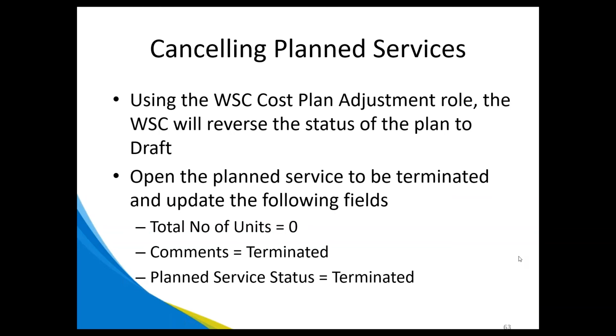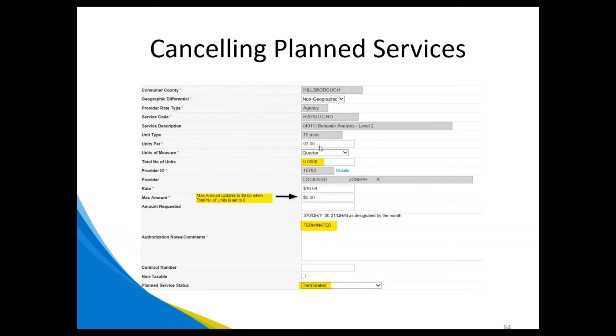You're going to update your comments and add in the word terminated, and you're going to change your plan service status to terminated. So right now, when you open it, because it's a migrated plan, it will say that the plan service status is region review approved. You're going to change it from region review approved to terminated. Let me give you a visual on that.